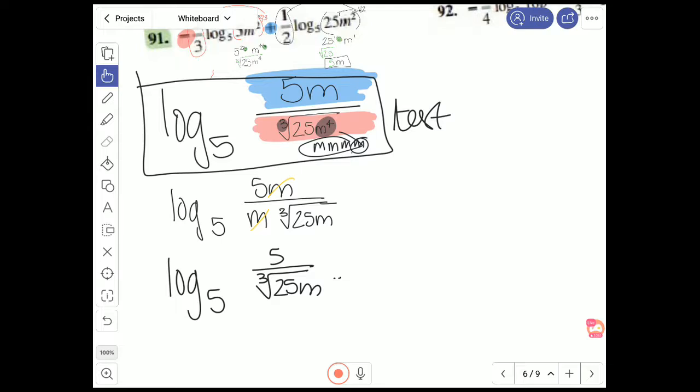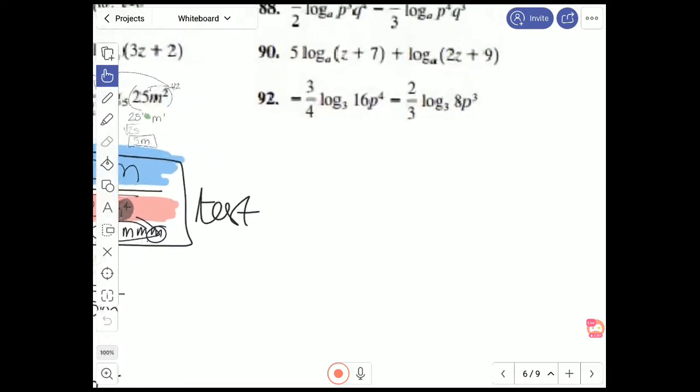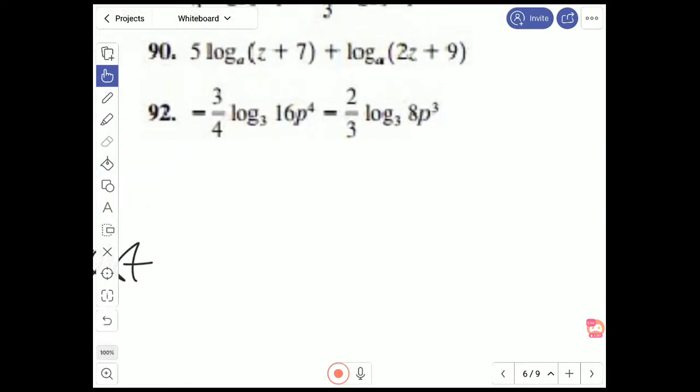Okay, I had a request for question number 92 on the review as well. So very similar problem: negative 3/4 log base 3 of 16p to the 4th minus 2/3 log base 3 of 8p cubed. So I'm trying to combine this to make this into one log.